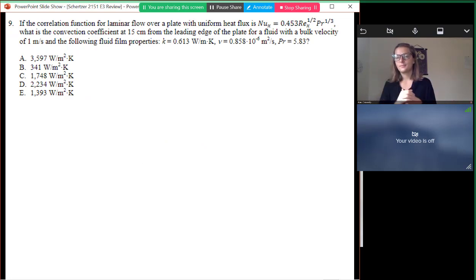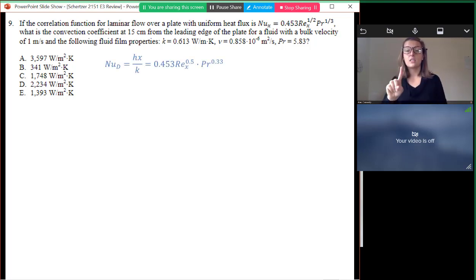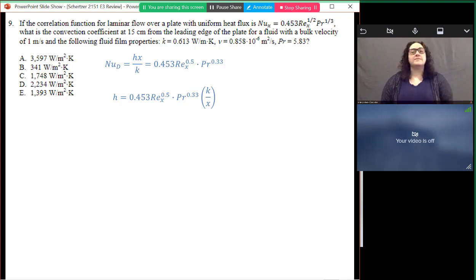If the correlation function for laminar flow over a plate with uniform heat flux is the expression given, what is the convection coefficient at 15 centimeters from the leading edge of the plate for a fluid with a bulk velocity of 1 meter per second and the following fluid properties? Here we have our Nusselt number correlation. I can rearrange this equation to get an expression for the heat transfer coefficient, h, because that's what I'm trying to find.